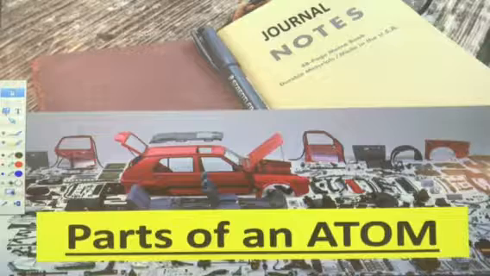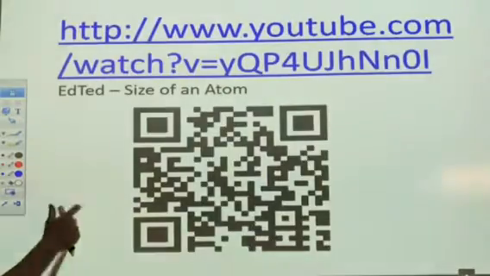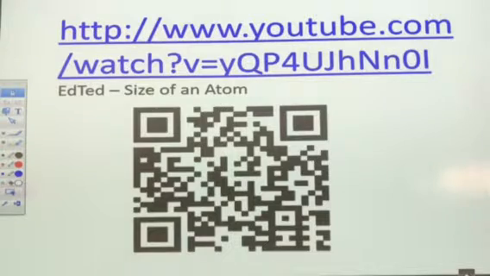Parts of an atom. You can take notes in your journal, just looking at where the parts of an atom are and what an atom is like. This is a great video. If you want to watch it, you can Google Ed Ted size of an atom and it will come up, or you can use the QR code or a link if it's available to you.